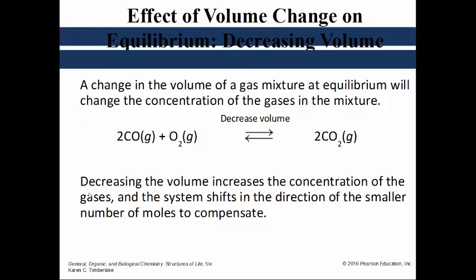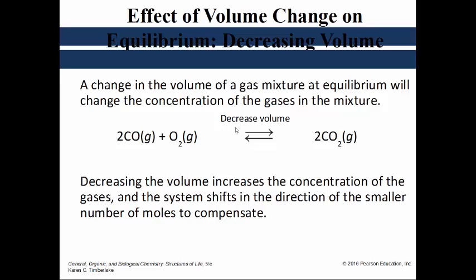Alright, now we'll talk about how the volume of a gas can impact the equilibrium reactions. And it's important to remember that when we're talking about increasing or decreasing volume, we're only talking about gases. Alright, so if you change the volume of a gas in a mixture, that will change the concentration of those gases, either making it go up or making it go down. So for our first example, carbon monoxide plus oxygen will give you carbon dioxide. This is a reversible reaction.